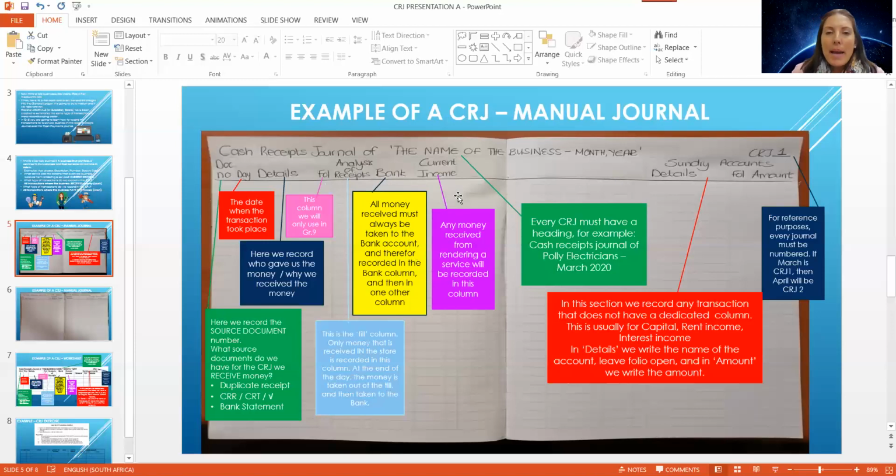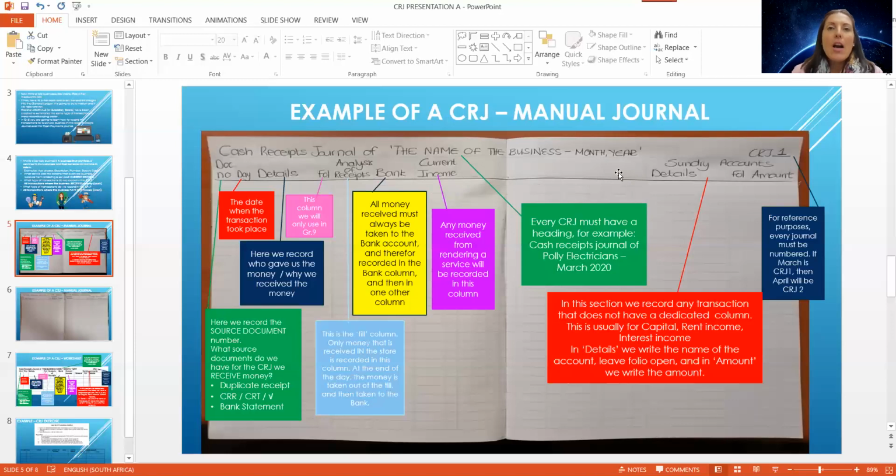Now, after the bank column, you'll see, and this one is in grade 8, you won't have any other money column except for current income. There's some spaces left for more accounts that we can write down. Now, how does a business owner decide which columns to open and what names to write in? These columns we normally reserve for transactions that take place a lot or many times during the month in the business.